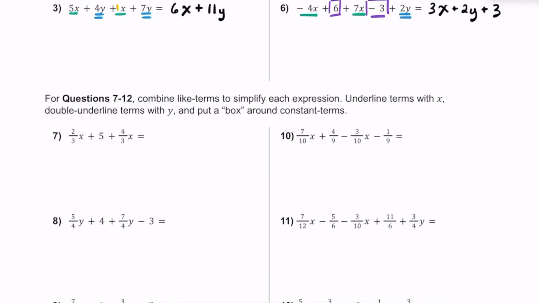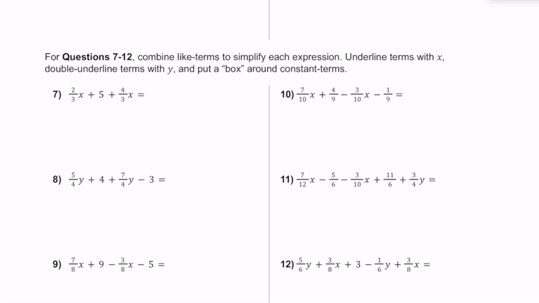All right, let's check out 7 through 12, where we're going to go ahead and do the same thing here, just we're going to have some fractions instead. So some of our coefficients are going to be fractions, and some of our constants may be fractions as well. So for number 7, we're going to single underline terms with x, double underline terms with y, and we're still going to box our constant terms. So just make sure we're following the same directions, okay?